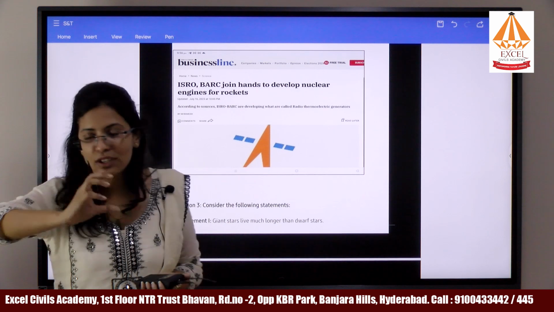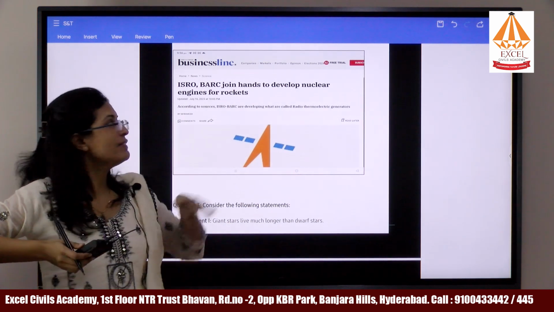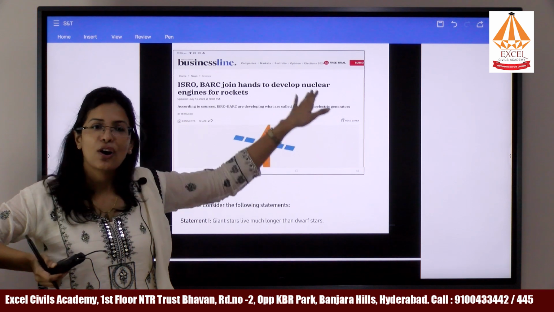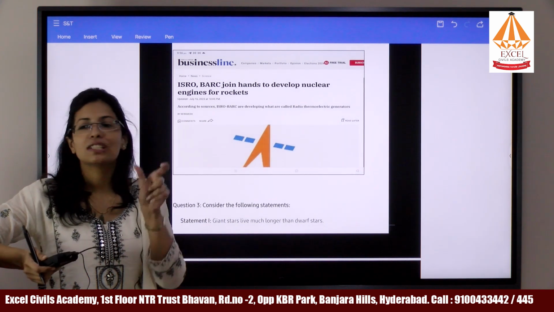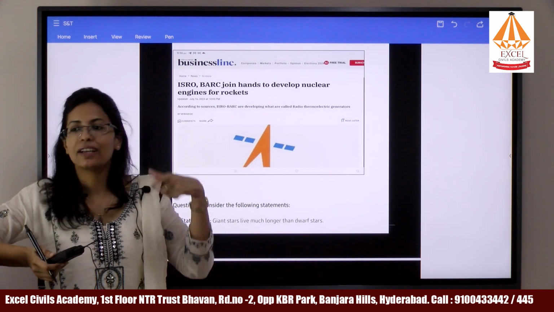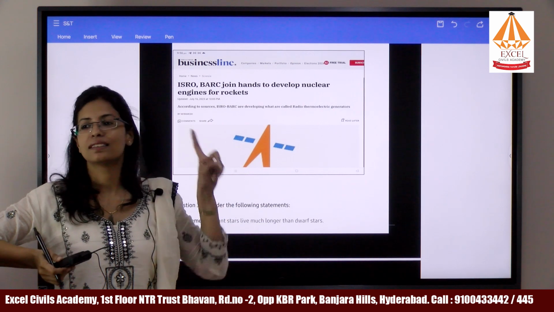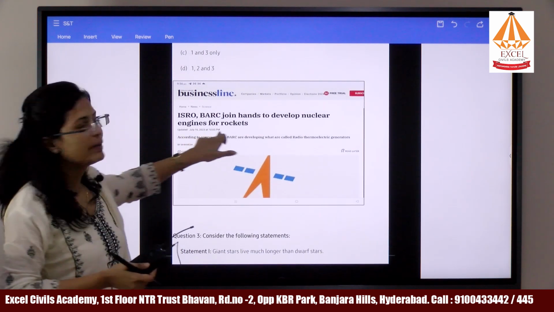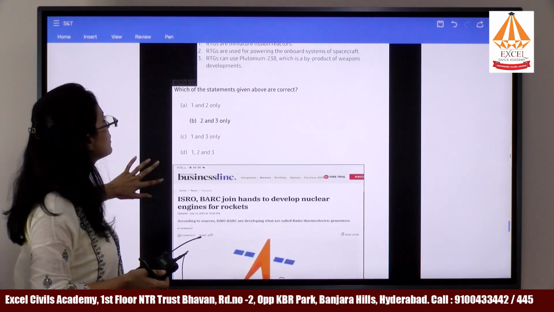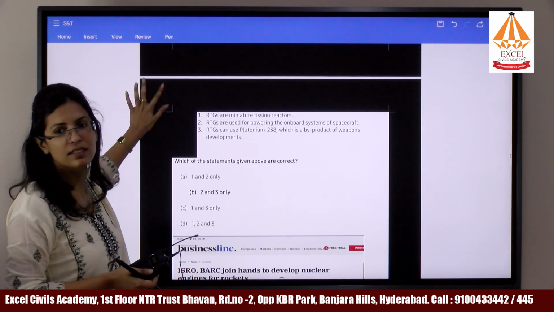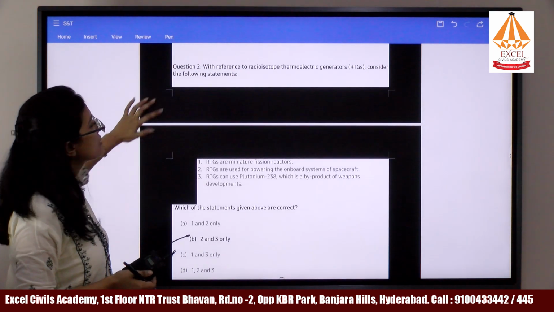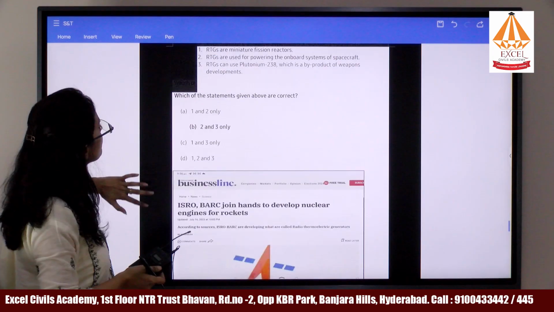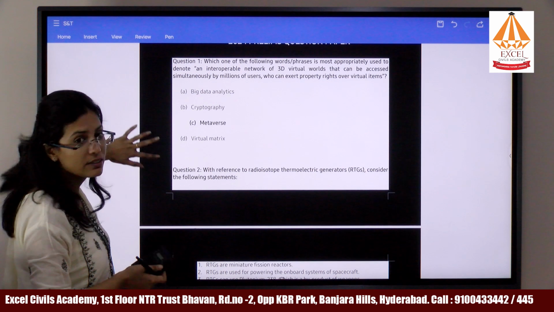So any news article, especially with respect to your ISRO, BARC, DRDO or HAL, any new technology that they are developing or trying to bring, again becomes important for us. This news was from July 2023 and then this question was asked in this year's question paper. Then again, these two questions were with respect to your current affairs.